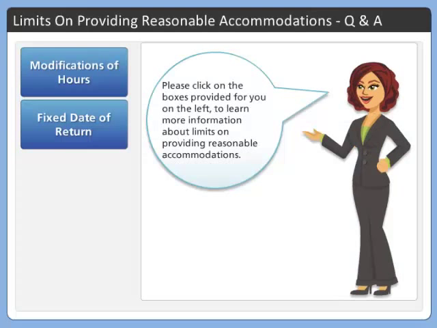Please click on the boxes provided for you on the left to learn more information about limits on providing reasonable accommodations.